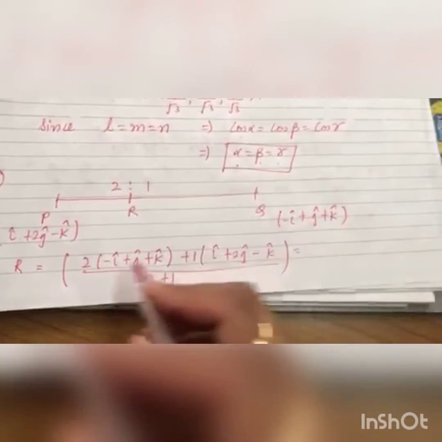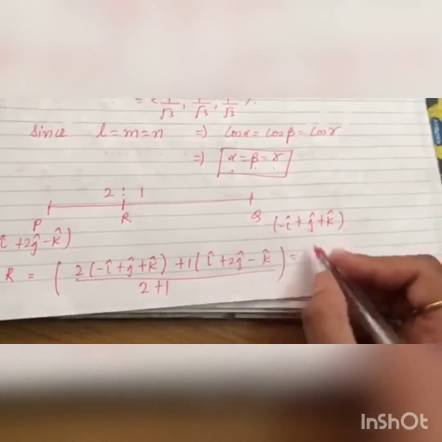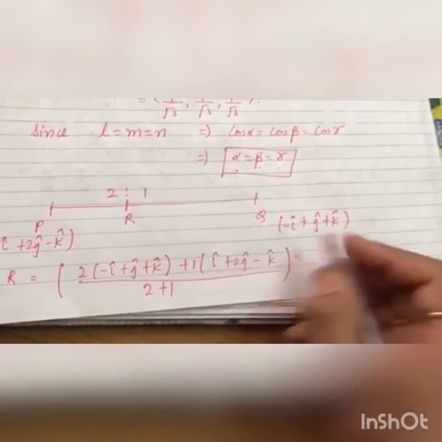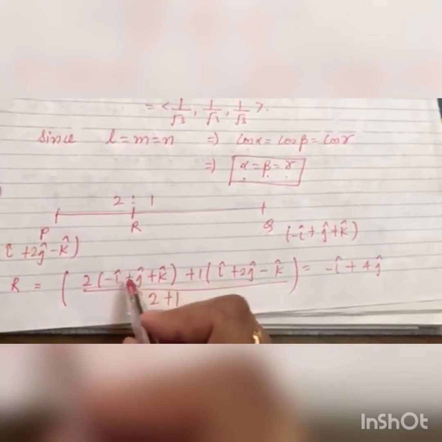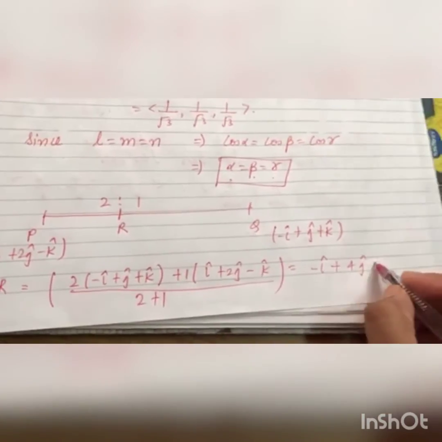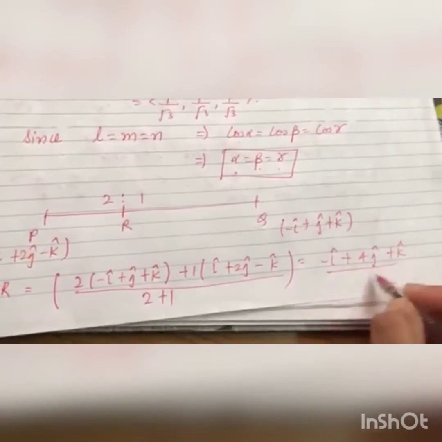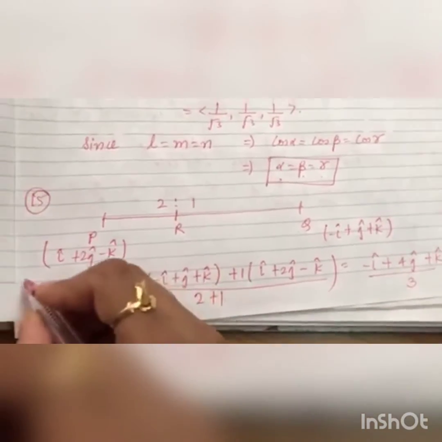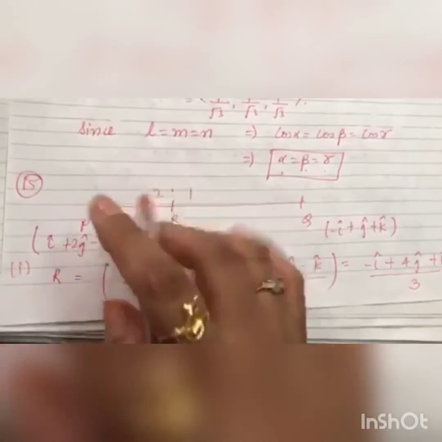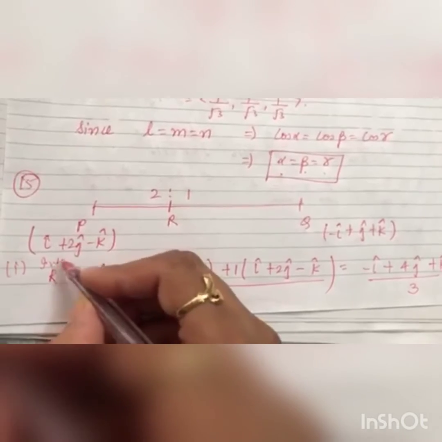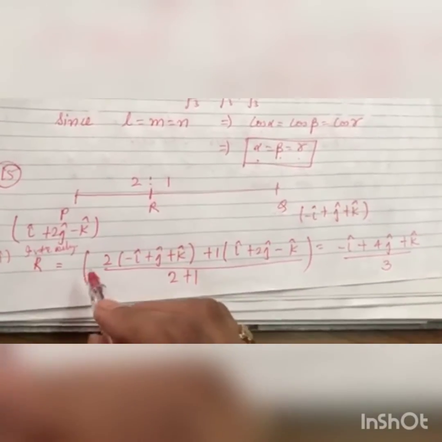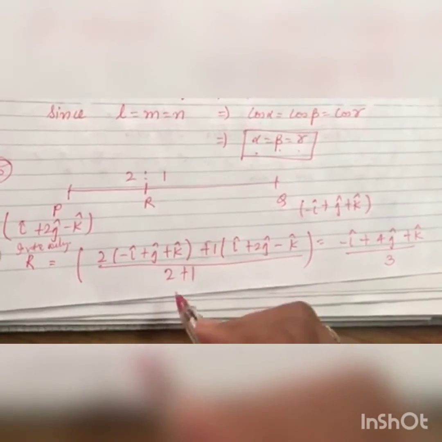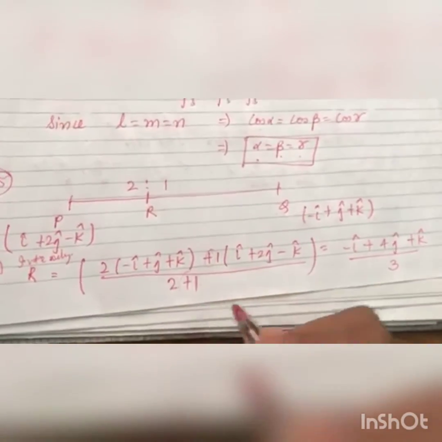That means this is equal to minus 2i cap plus i cap, that means minus i cap, 2j cap plus 2j cap, that means 4j cap, and next is 2k cap minus k cap, that means plus k cap, divided by 3. So this is for the point if the point R is dividing internally, right? And in case the point is dividing externally, what you have to do is replace this positive sign by negative, replace this positive sign by negative.